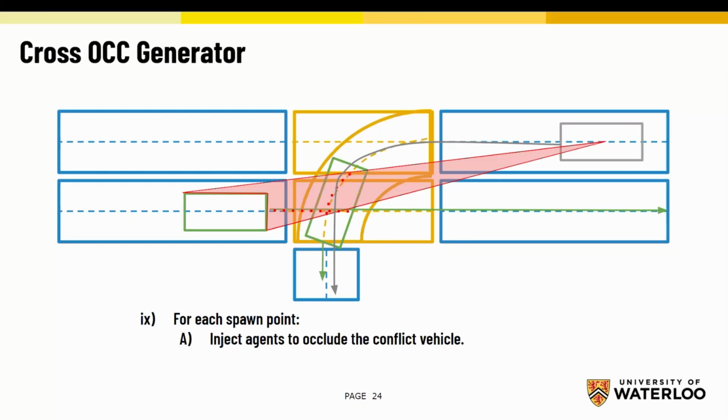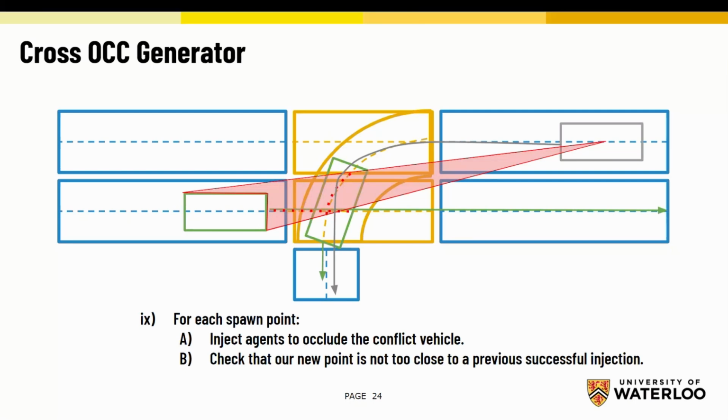We inject the vehicle at each spawn point. We ensure that our new point is not too close to a previous successful injection, because we don't want to have a million scenarios that are exactly identical. And then we have to generate the details of how fast this new vehicle is going and what its final goal is, so where it's trying to get to.